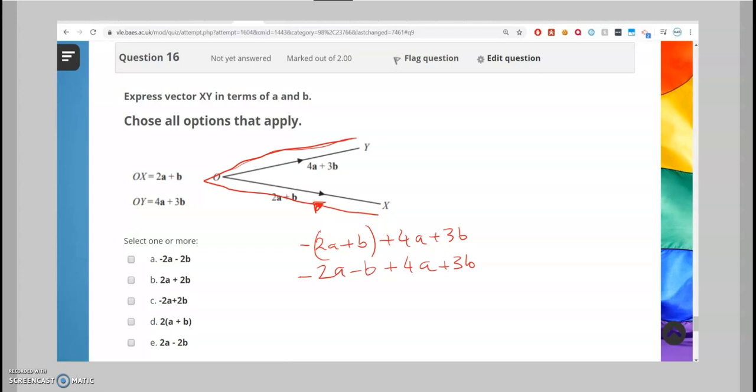Minus 2a plus 4a will give us 2a. Minus b plus 3b will give us 2b. So we have 2a plus 2b, which is option B here. But we can also express this as 2 lots of a plus b, which is option D.